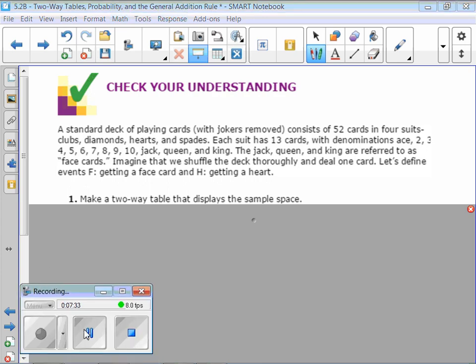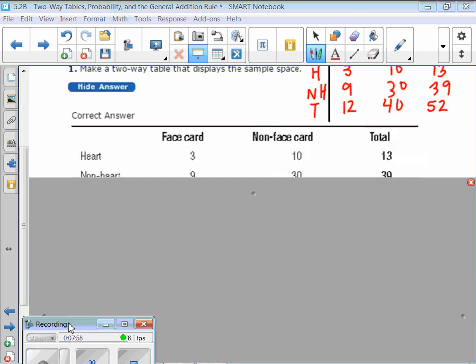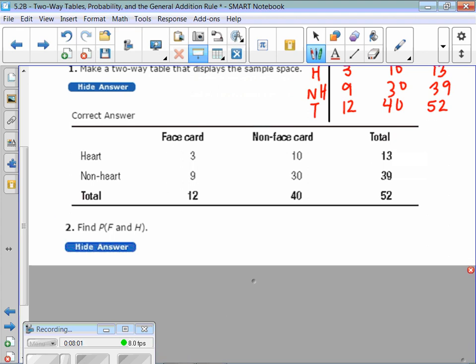So you guys try to make a two-way table. And so you're going to have face card, not face card. And you're going to have heart, not heart. And you want to start with your totals. Okay? You can go either direction. You can put the heart, not heart on the top, or the heart, not heart on the side. And you can put the face card, not face card on the top, or on the side. You can decide. Okay, so now let's answer some questions.